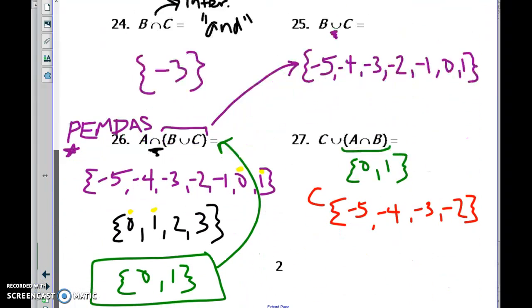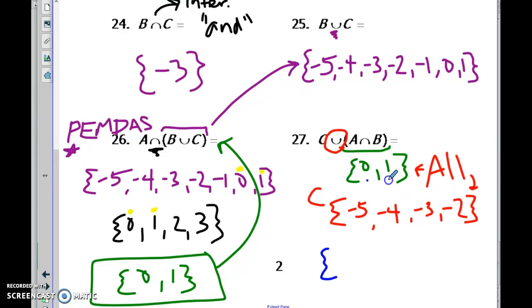Nope. Okay. And I want the union of these two, which means I want all of the elements in both this one as well as this one. So I'm going to create my new set here. I'm going to put it in blue.